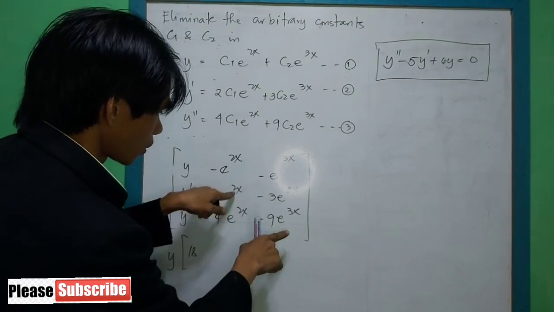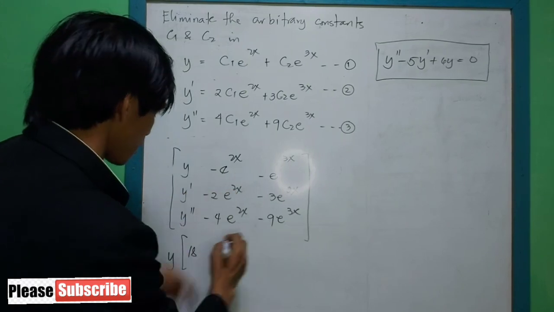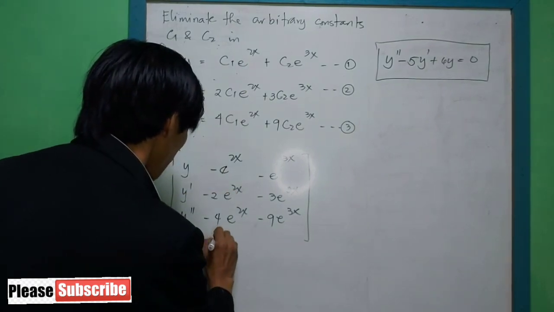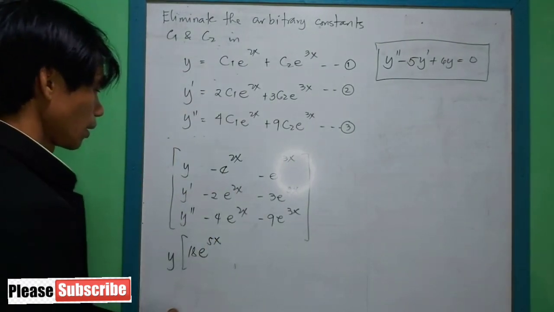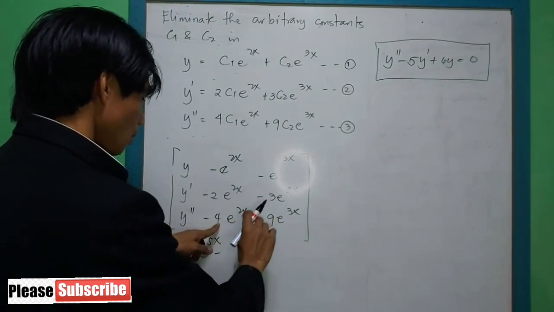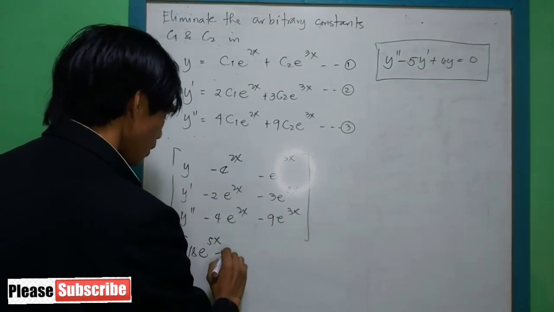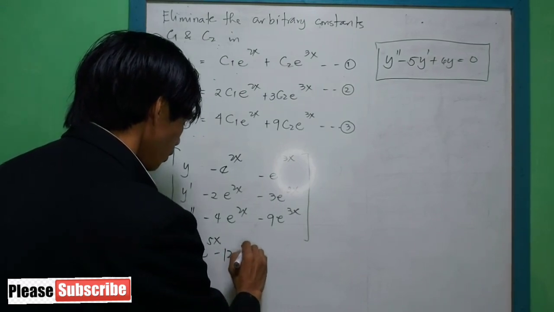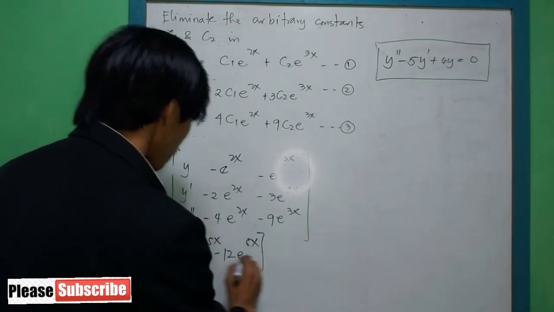Multiply natin e to the 2x times e to the 3x. That is e to the 5x. And then, ito naman, minus 4 times 3 is 12, 12 e to the 5x.